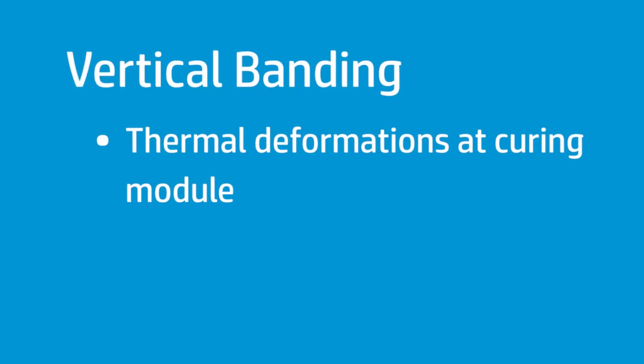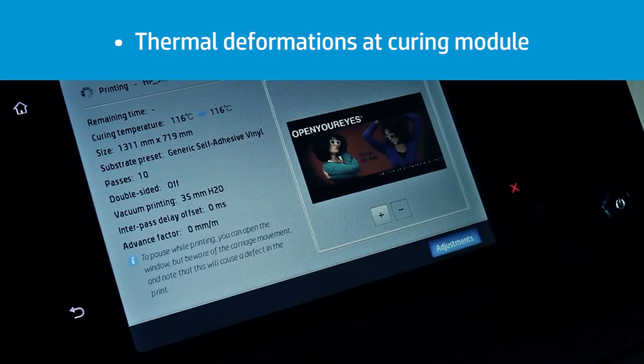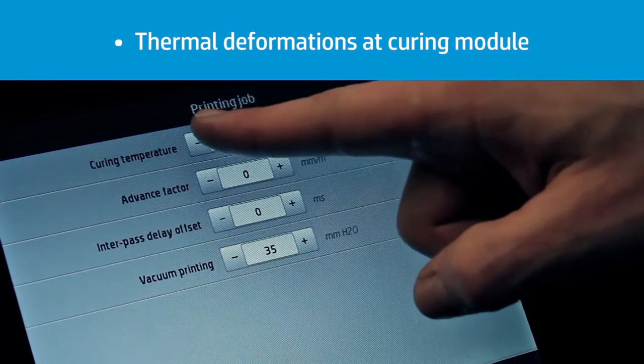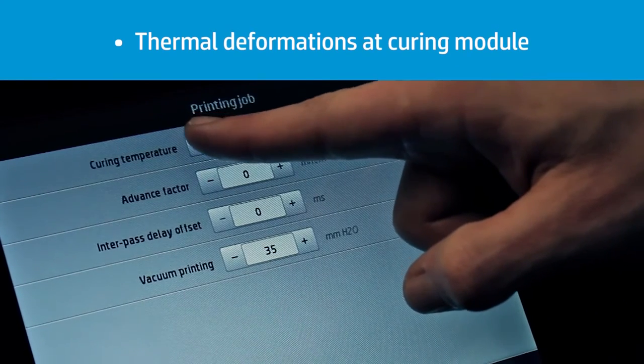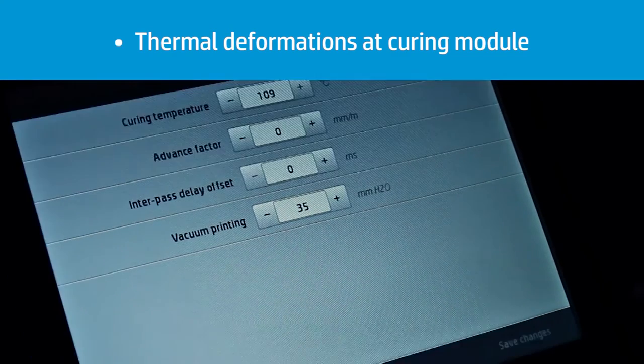If irregular or isolated vertical bands with abnormal levels of graininess appear, it may be caused by some substrate deformations that are generated under the curing module and reach the print zone. Decrease the curing temperature on the substrate preset in steps of 5 degrees centigrade, 9 degrees Fahrenheit. Wait some time to allow the system to reach the new temperature and stabilize. In that way, the substrate thermal deformation will be reduced.